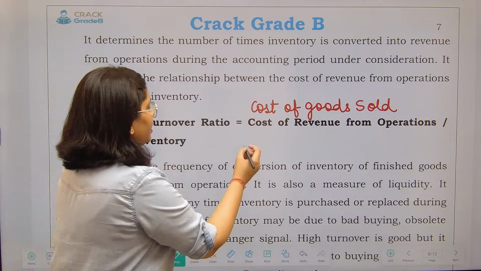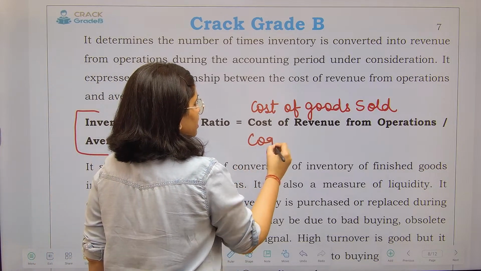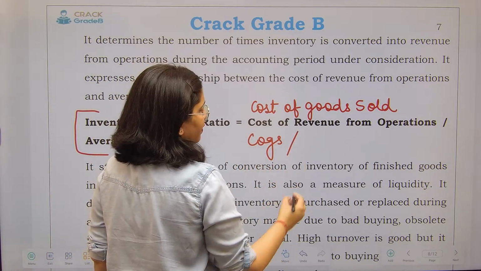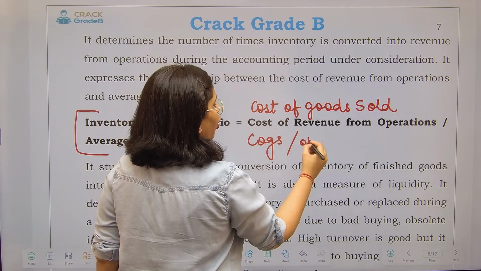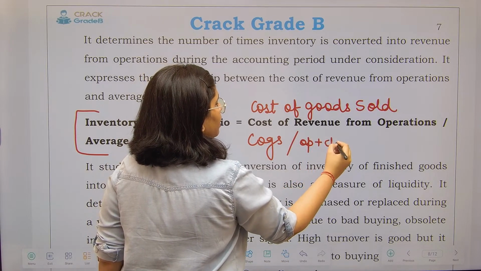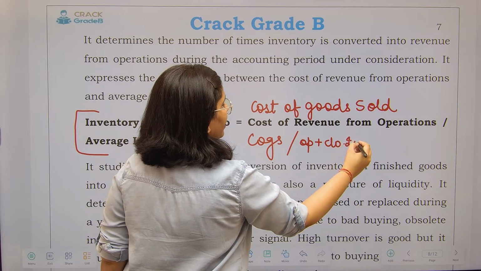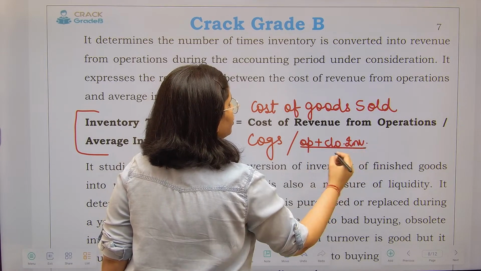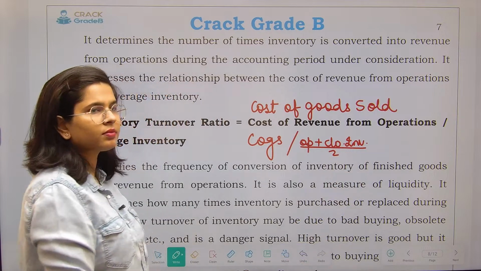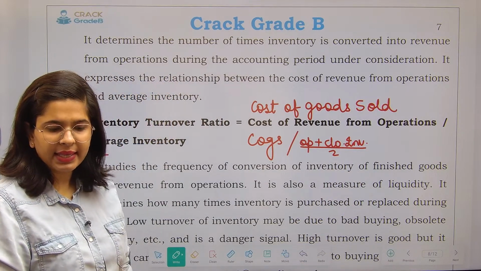How is it calculated? COGS divided by average inventory. Average inventory means opening plus closing inventory divided by 2. So this is how it is calculated.